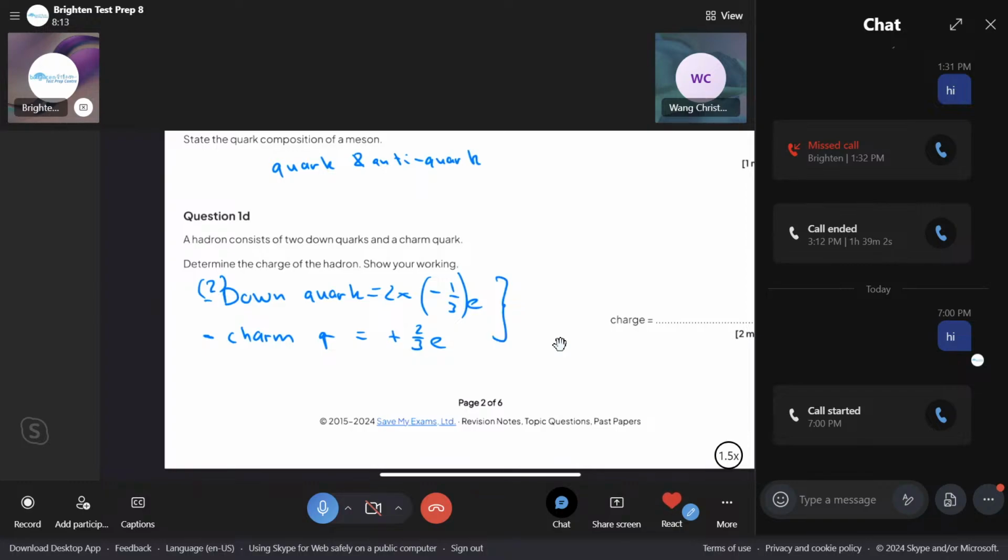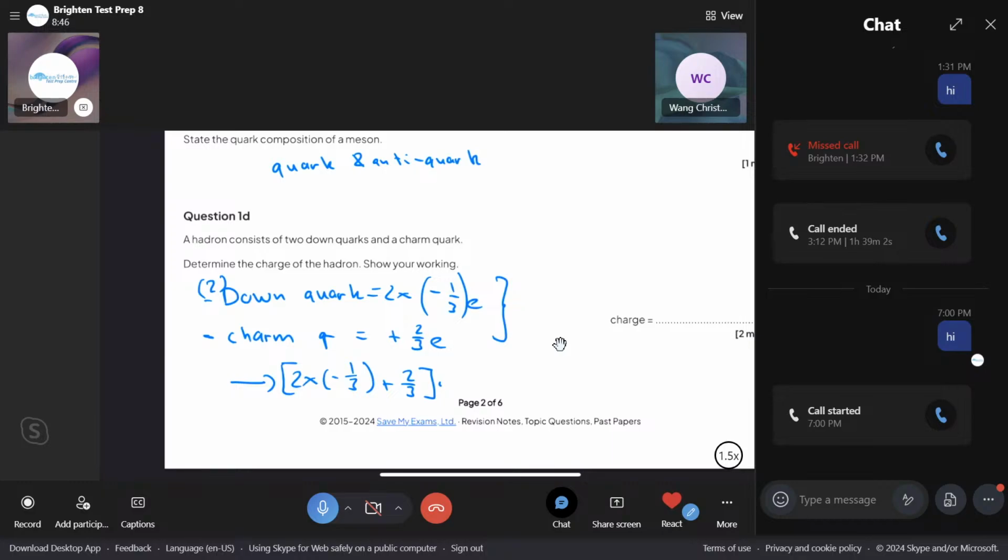And what is the next step? Because we have to show our working, we should not just jump to the final result. We should show the next step. It's very obvious, but still. So just add them together. Exactly. So we can already say 2 times minus 1/3 plus 2/3, and of course, each time don't forget the elementary charge e. That's important.